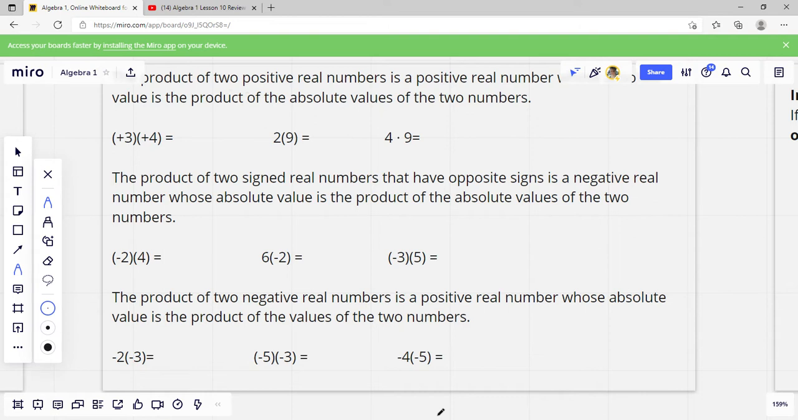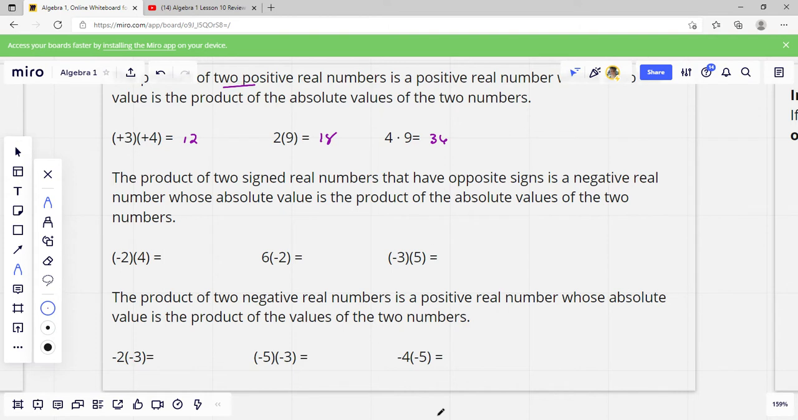The product of two positive real numbers is a positive real number whose absolute value is the product of the absolute values of the two numbers. Easy peasy. If you have two positive numbers, your answer is going to be positive. 3 times 4 is 12. That's positive 12. 9 and 9 is 18. 9 times 4 is 36.